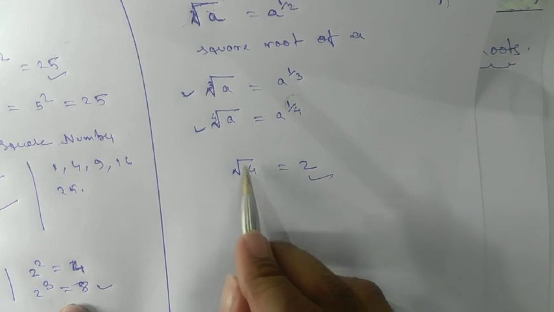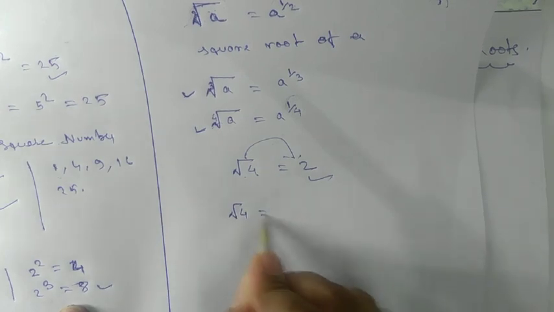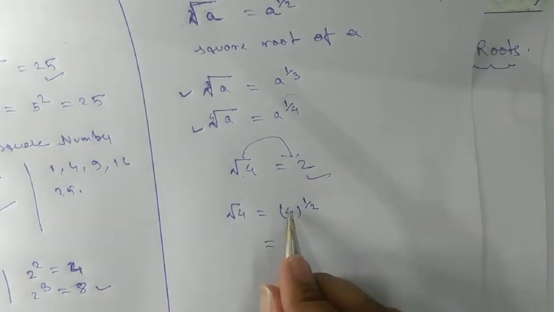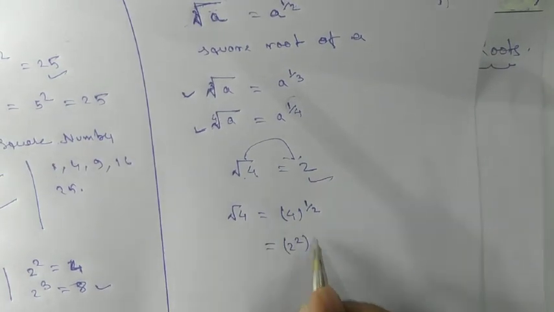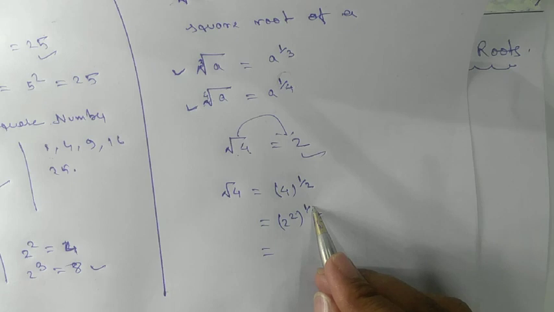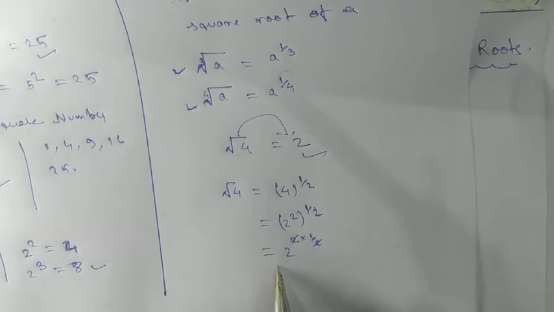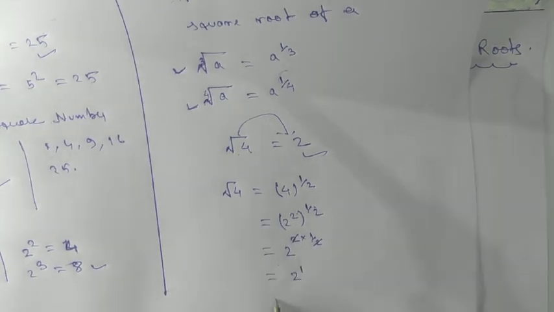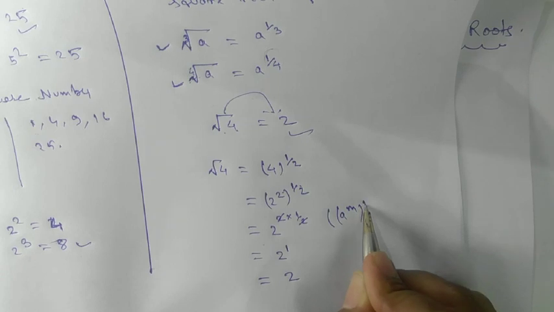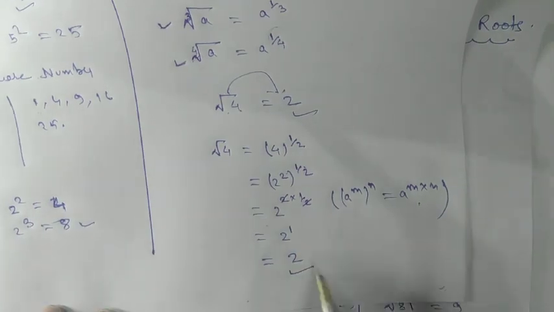Now try to prove this: root 4 equals 2. We know that root 4 can be written as 4 to the power 1 by 2. Now 4 can be written as 2 square. In the power chapter, what we have learned is that power of power are multiplied. That means 2 to the power 2 into half. See, they cancel each other. We are getting 2 to the power 1, and it will give you 2. We know this formula, (a^m)^n gives a^(m into n). We have applied it and we are getting this.